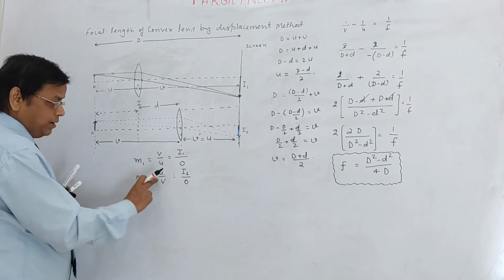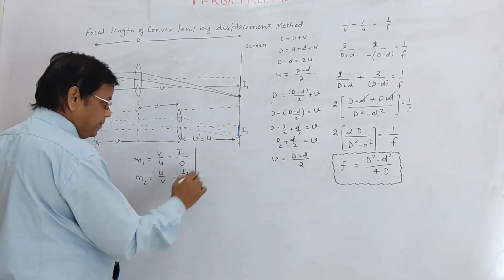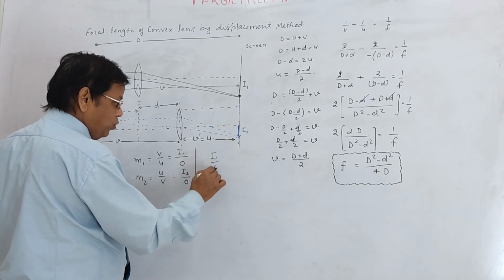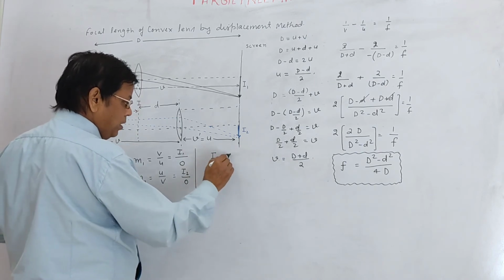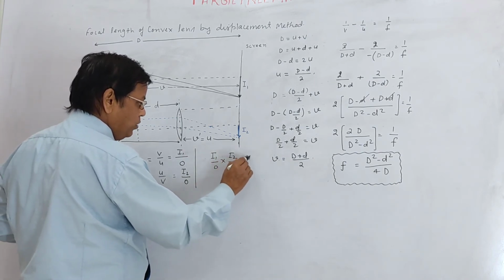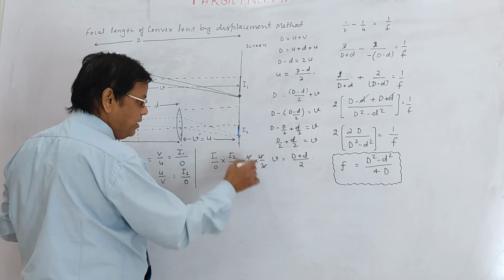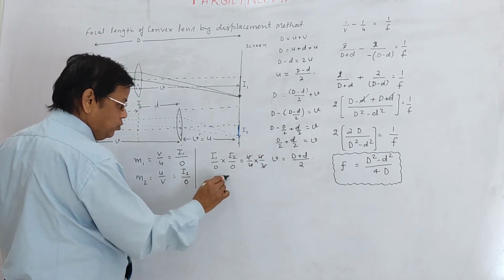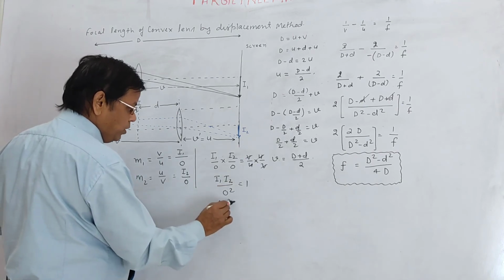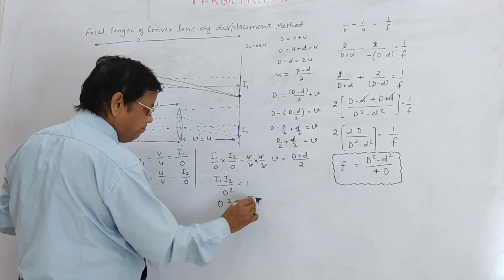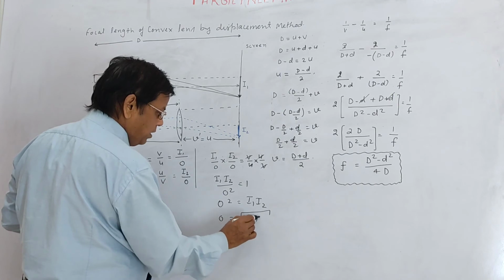If you see only this part, then I can write I1 upon O is equal to V by U, and I2 upon O is equal to U by V. So V cancels, U cancels, we get 1. It means I1 into I2 upon O square is equal to 1. So O square is equal to I1 I2. O is equal to under root of I1 I2.